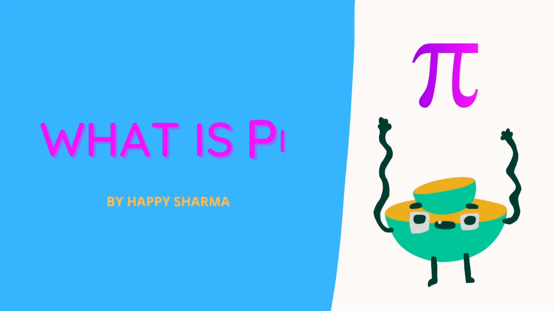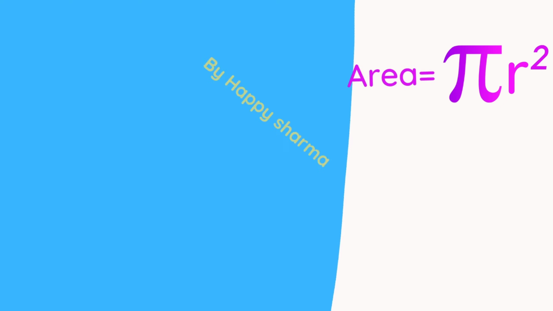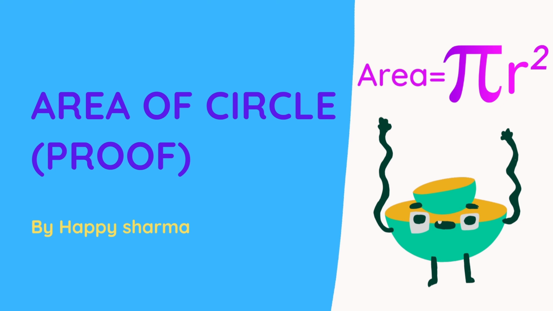Hello, friends, in today's video we will find out what pi is and see the proof of the area of the circle equal pi r squared.